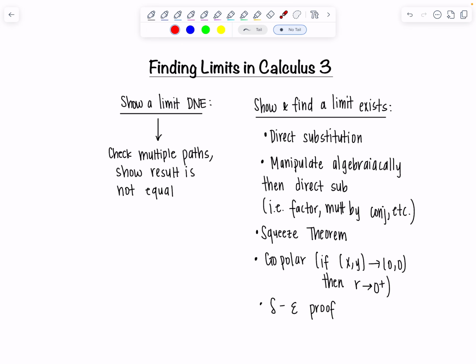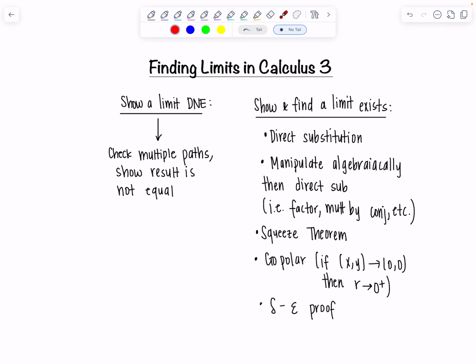I'm so sorry to break it to you, but if you're checking paths, and even if you check 100 of them, or 1,000 of them, or 1,000,000 of them, you still can't say what the limit equals, even if you get the same number every single time, because there's infinitely many, and there's no way for you to check them all. Okay, so then you go, well, Professor V, how am I going to show that a limit exists? These are your options.